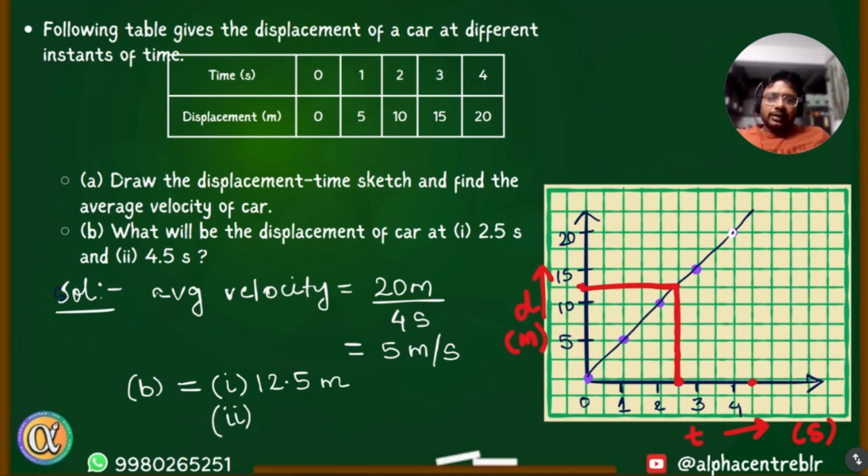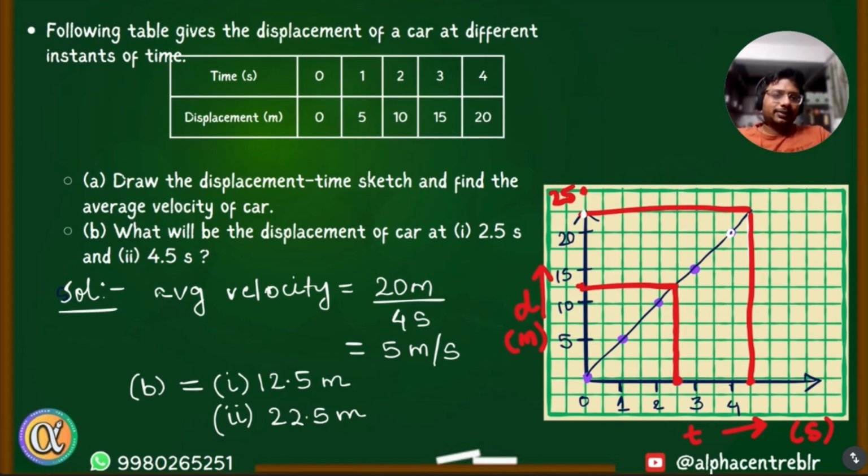At 4.5 second, you can draw a vertical line the same way, and try to connect this with the y-axis. So it is 20, and then here it is 25. So right between 20 and 25 we have 22.5. Okay, so I hope this is fine. You're getting a little hang of this. Simple.